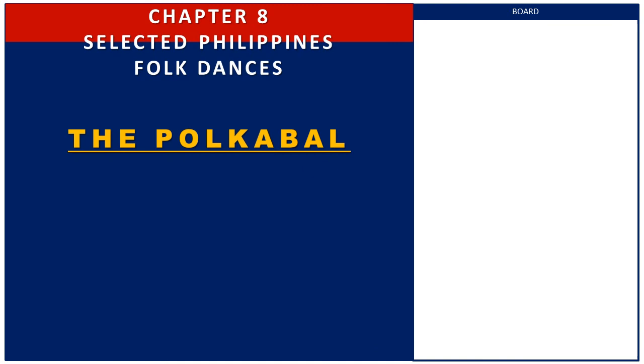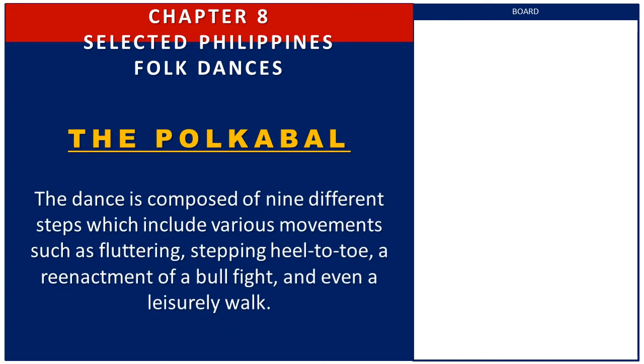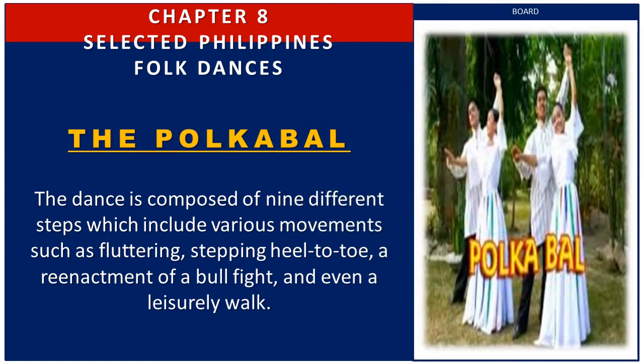Next is the Polka Ball. The Polka Ball shows some European influence in its steps. The dance is composed of 9 different steps which include various movements such as fluttering, stepping, heel to toe, a reenactment of a bullfight, and even a leisurely walk. Here is the example picture of Polka Ball.